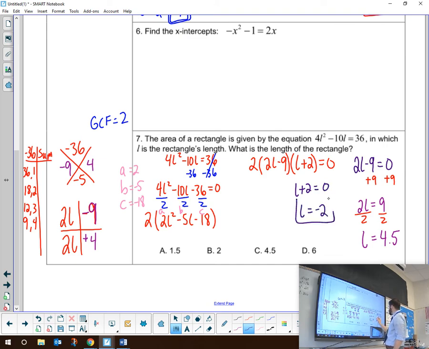So you see here, I have 2 answers. But we can only have one length for my rectangle, right? We can't really have a negative length for a rectangle. My length is going to have to be positive. So L equals negative 2 isn't going to work, and we're just going to use L equals 4.5. That's going to be my only answer. L equals 4.5. That's how long the length is.